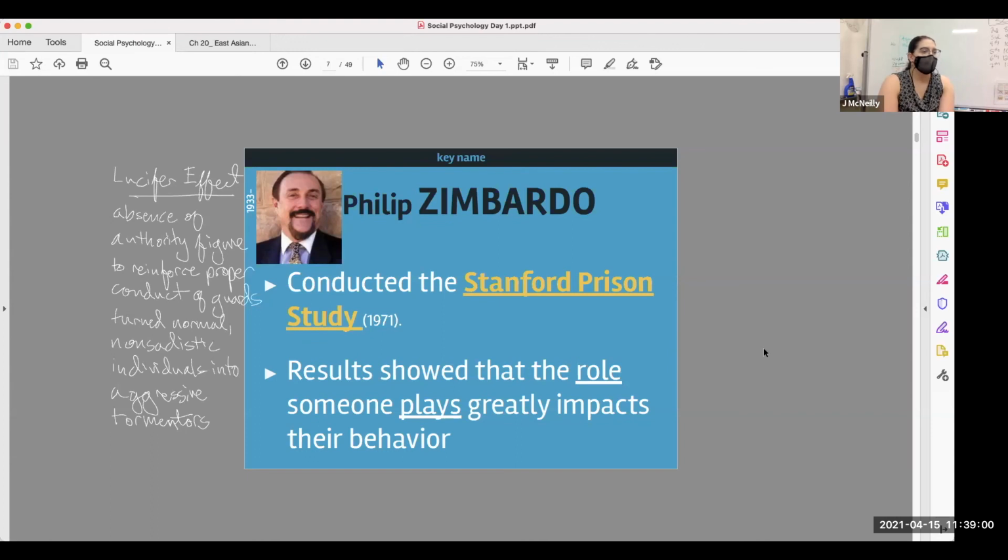Okay, from this study, we get the belief that the absence of an authority figure to reinforce proper conduct turned normal, non-sadistic individuals into aggressive tormentors. So if you take away that authority figure and just leave people to these roles, to these social schema, they're going to fulfill those stereotypes, okay, of the people in power versus the people not in power. Okay, so this could have real life application when it comes to places like Guantanamo Bay. Okay, if you have a prison system anywhere, you need internal review, effective internal review to make sure that you don't have individuals stepping outside of the bounds of their role. Are we good so far?